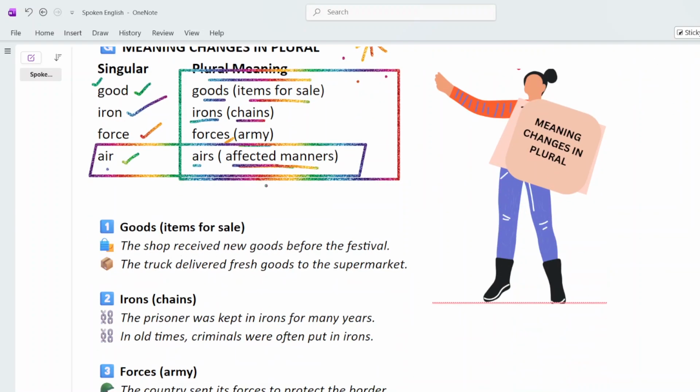Okay, goods. This word means items or products. The shop received new goods before the festival. The truck delivered fresh goods to the supermarket.